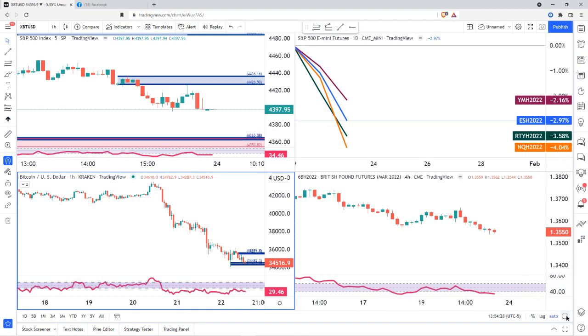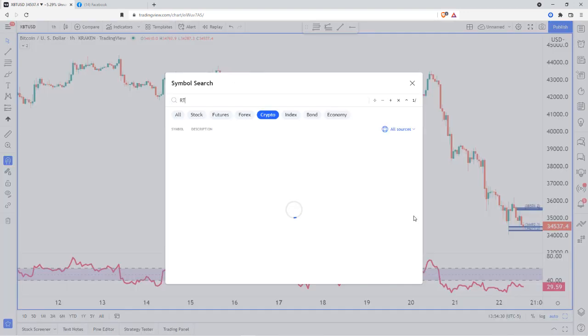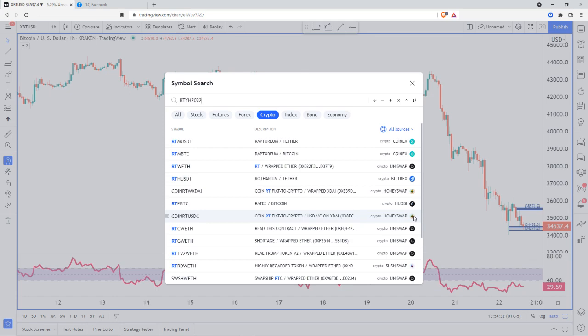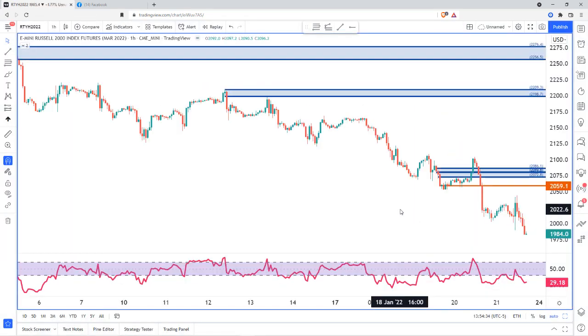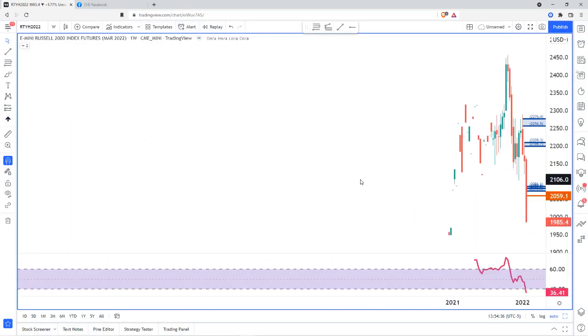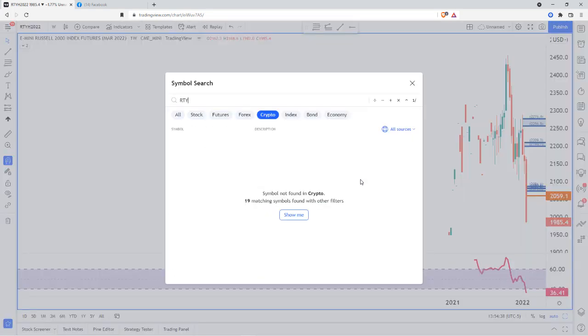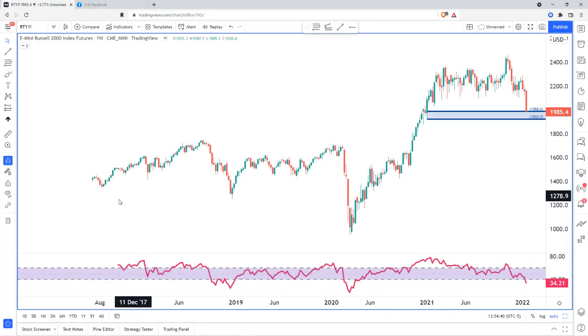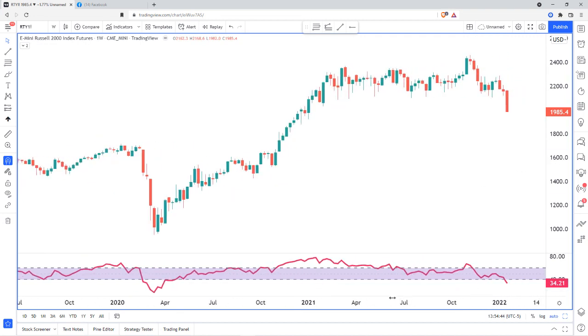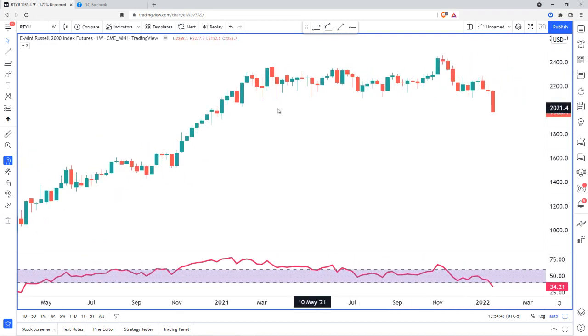So we'll go ahead and just maximize this chart here and get it over to the Russell. There we are. So starting off in the big picture, actually weekly chart, we're going to need a continuous in order to see the history there. And let me clean up my chart. You can see on the drop, we've got nothing but selling pressure going on right now. And we are coming into an area of possible demand. Let's see what this looks like here.